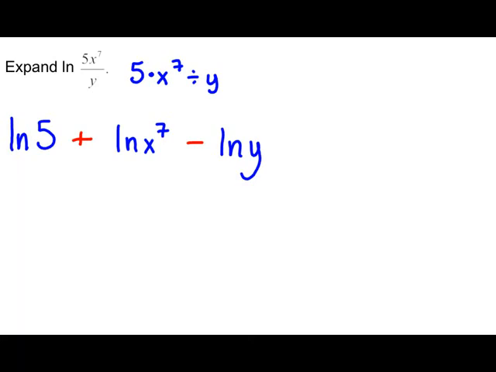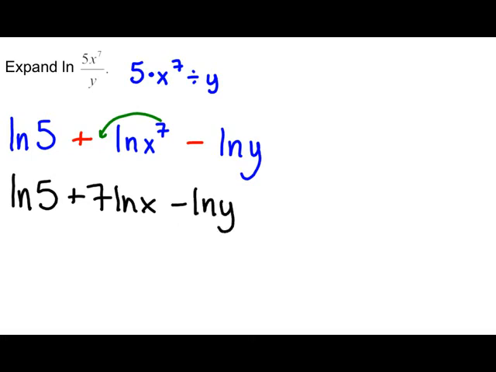Now we're almost all the way done in this problem, but when you expand, you should be left with no exponents. So your last step is going to be to take anything with an exponent, such as this x to the 7th, and move your exponent down in front using the power property. So my answer is natural log of 5 plus 7 natural log of x minus the natural log of y. I have no more exponents. Every single number or variable has its own natural log. I am done expanding it.